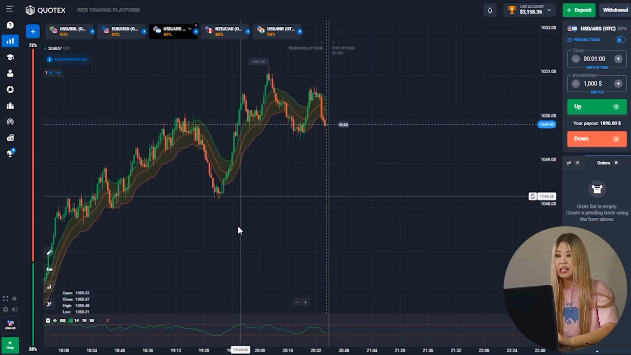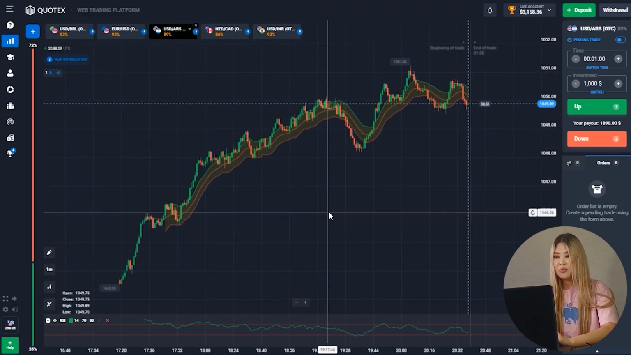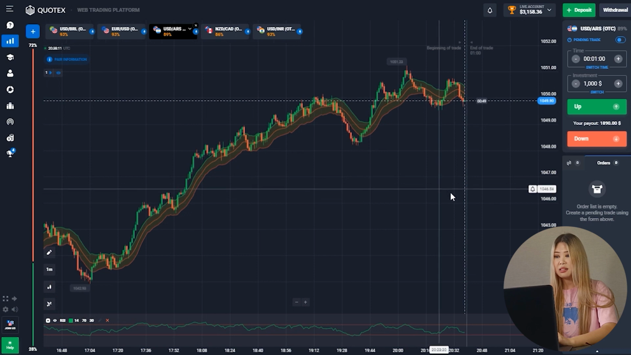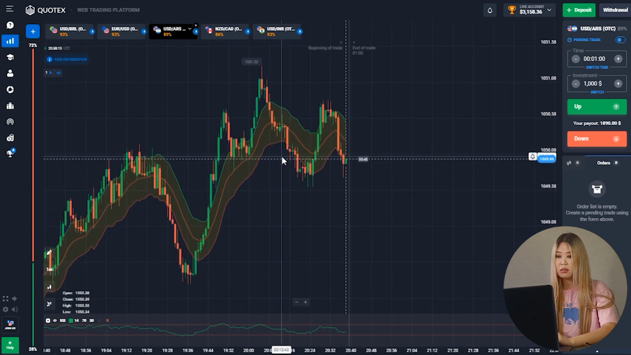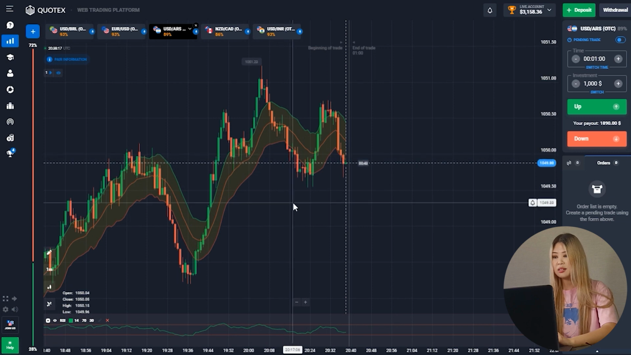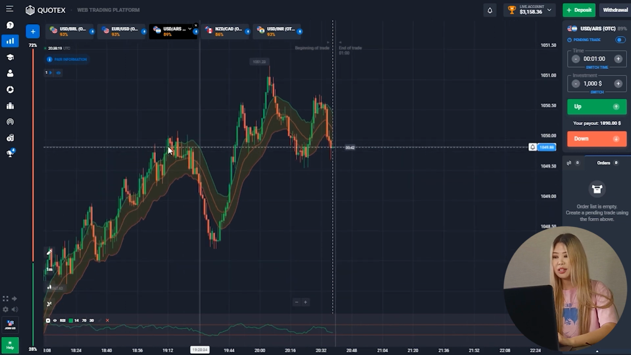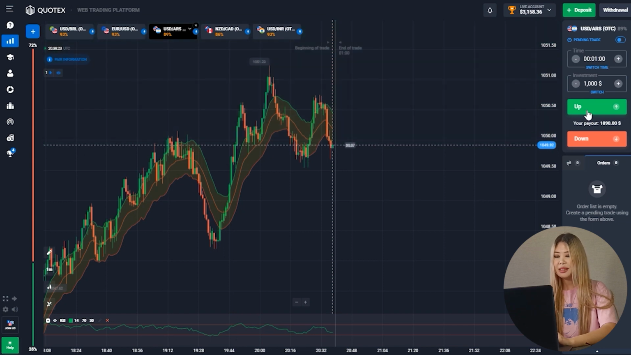I think everyone has figured out how this strategy works for beginners. It's really easy, and yeah, you can really start with as little as $10 on Quotex. This is the minimum amount you can deposit. I see a level of support here. That's why $1,000 again and trade up. Let's go.